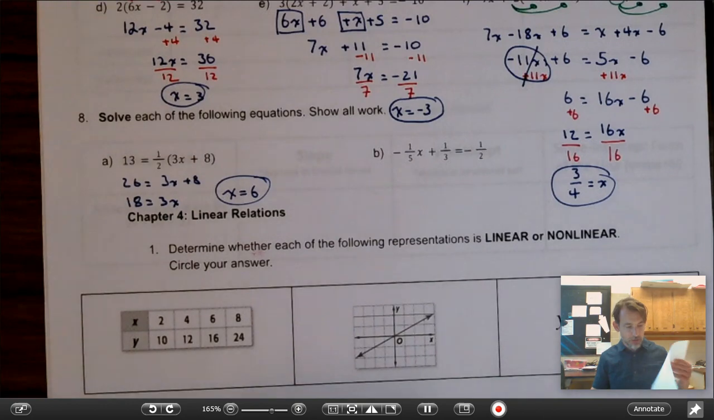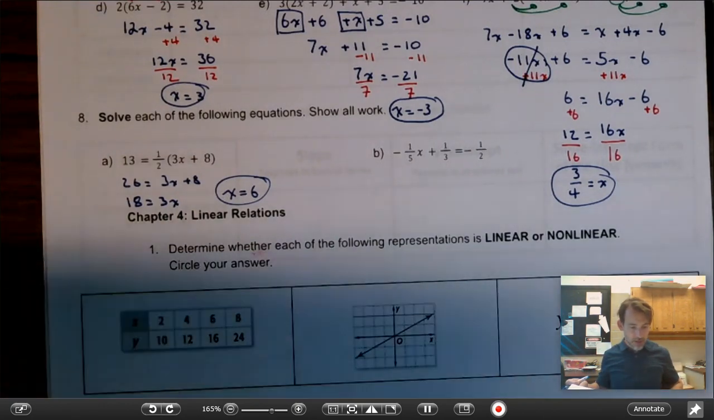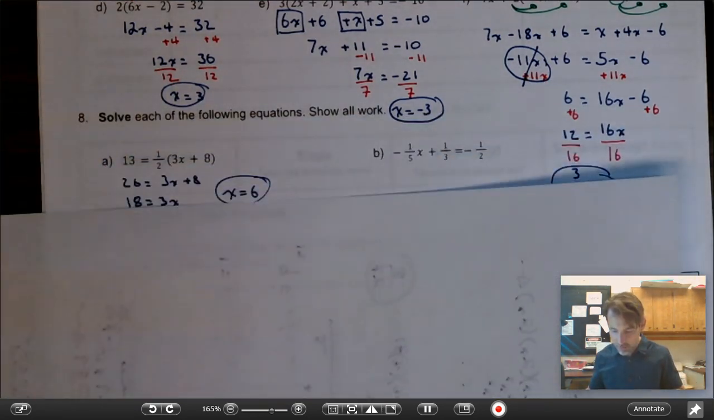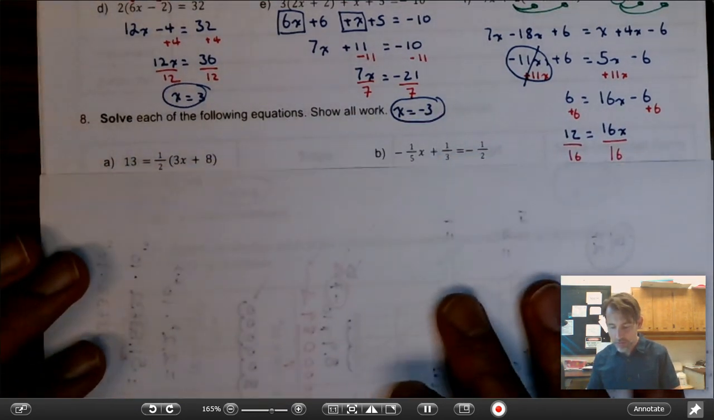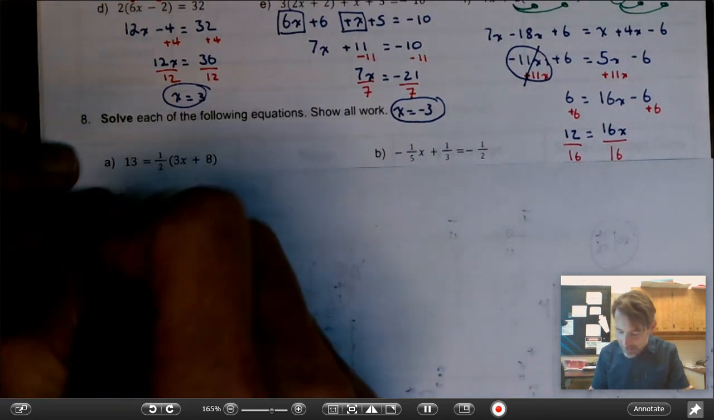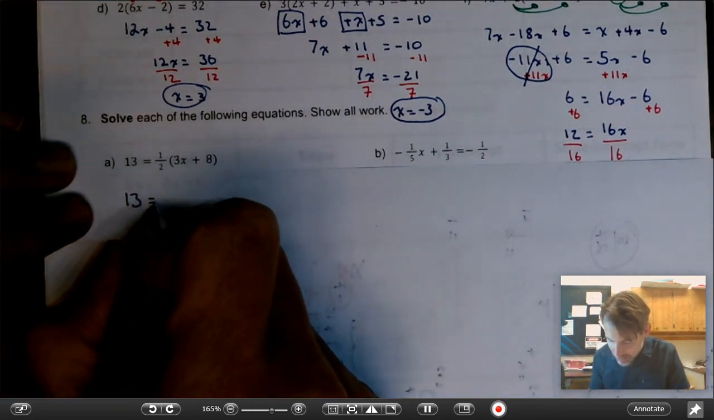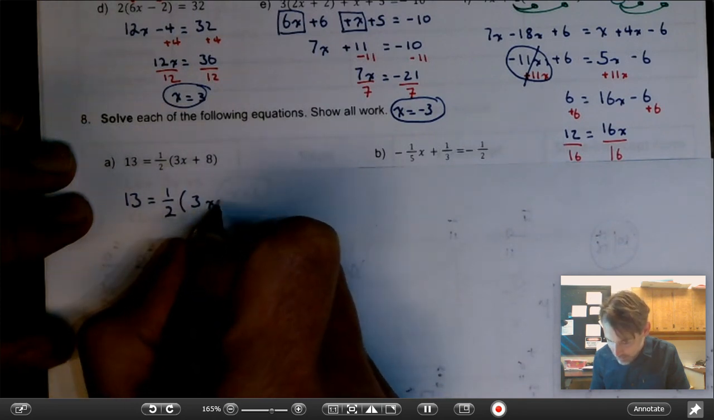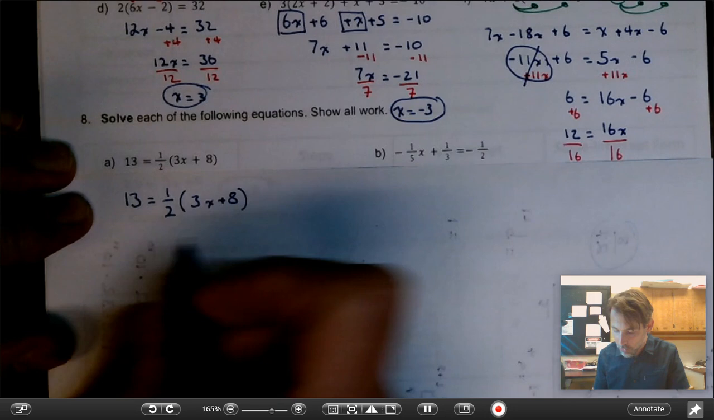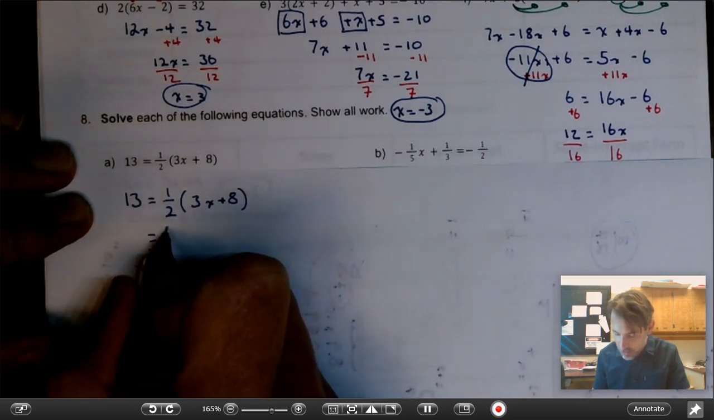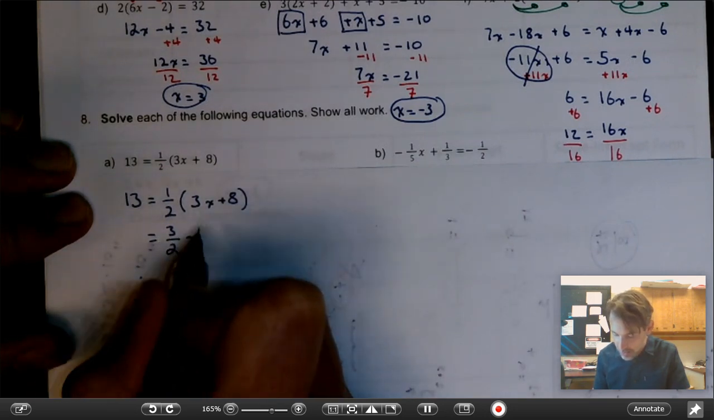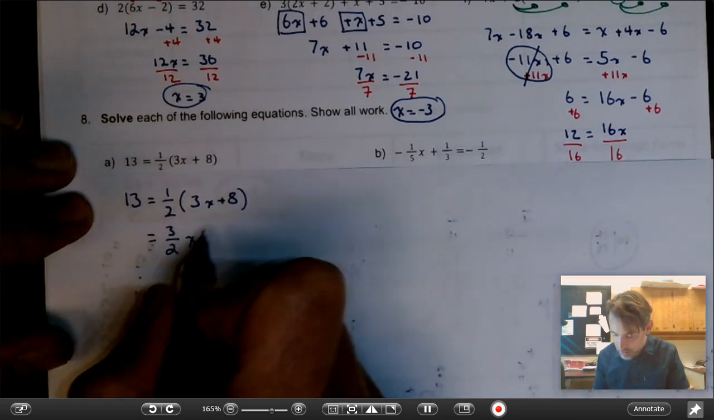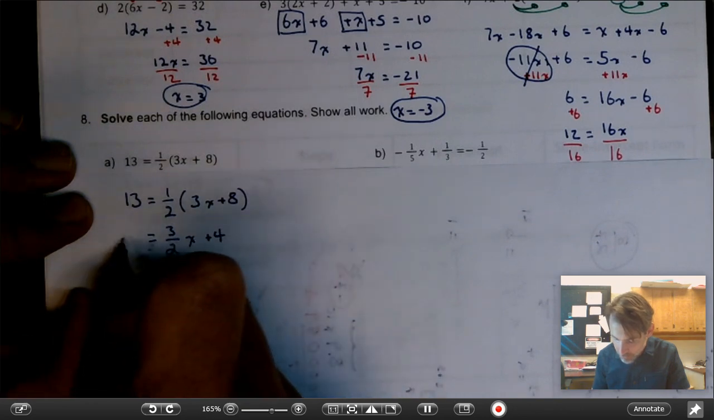But Mr. Jennings, what if you didn't do it that way? What if you didn't use your fancy trick and actually did the work? Well, all right, I'll show you. 13 is equal to 1/2 times 3x plus 8. Distribute that 1/2 in, so that's going to be 3 over 2 x. So I divide 8 by 2, I get 3 over 2 x plus 4 is equal to 13.